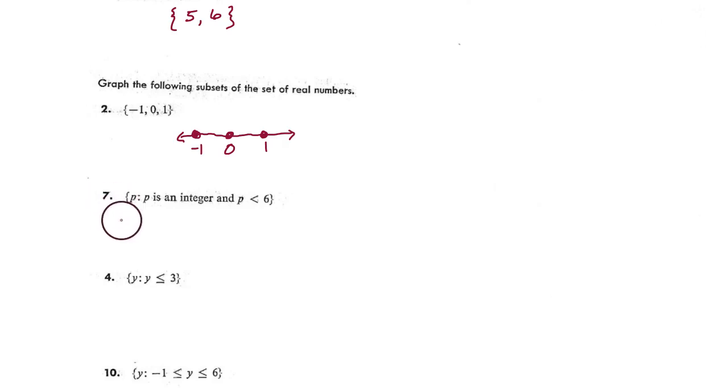Number 7, graph all of the numbers p such that p is an integer and it's less than 6. So again, this implies drawing a number line. We want all of the integers that are less than 6. So we don't want to include 6, just the ones less than 6, like 5, 4, 3, 2, and so on, going to the left forever, including the negatives. So we want to have dots on these numbers.